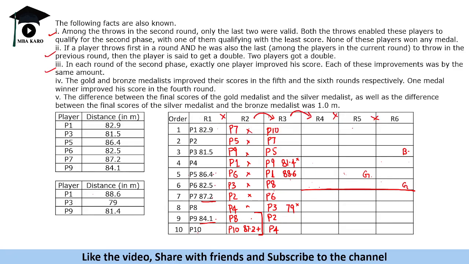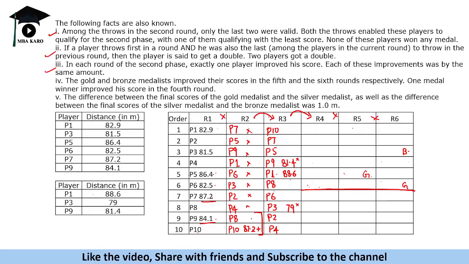So the difference between the throws of these people is 1 meter. Okay. Now let us try to guess who can be the gold medalist. We are given that. Okay, so first we will have to find out who is the first position holder in this round.